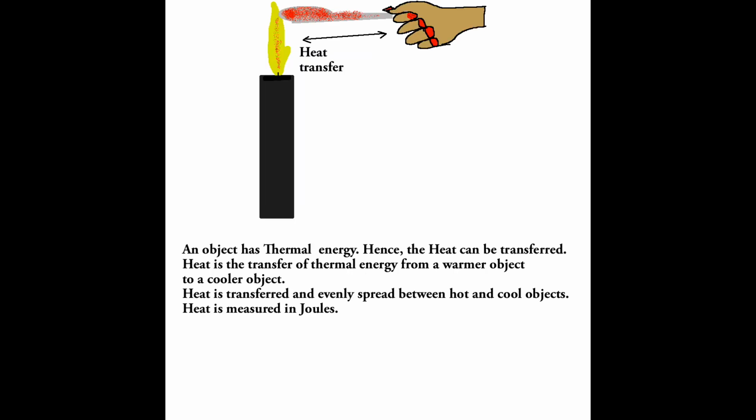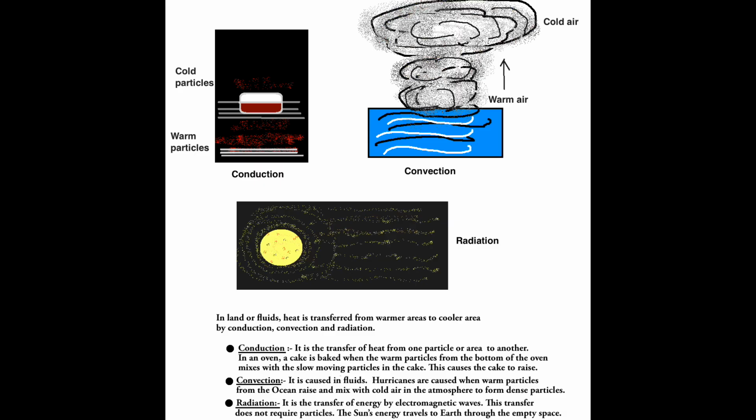An object has thermal energy, hence, the heat can be transferred. Heat is the transfer of thermal energy from a warmer object to a cooler object. Heat is transferred and evenly spread between hot and cool objects. Heat is measured in joules. In land or fluids, heat is transferred from warmer areas to cooler areas by conduction, convection and radiation.